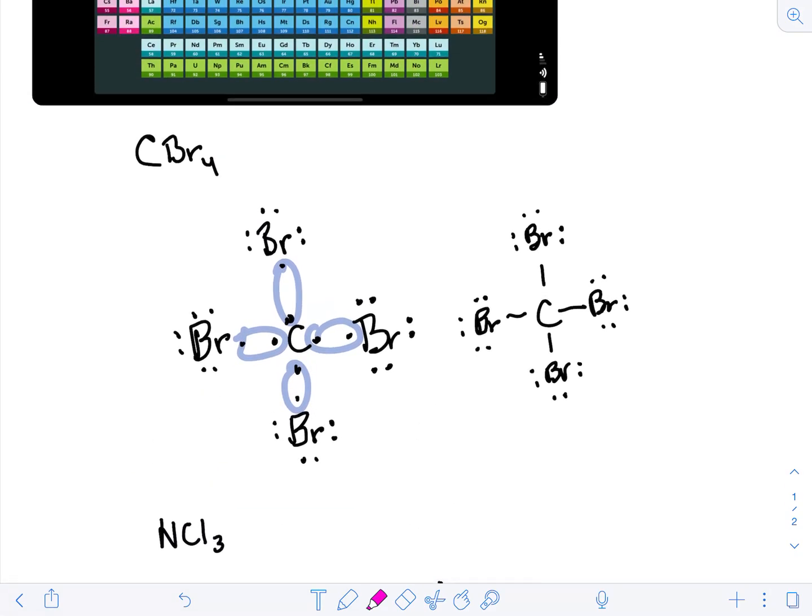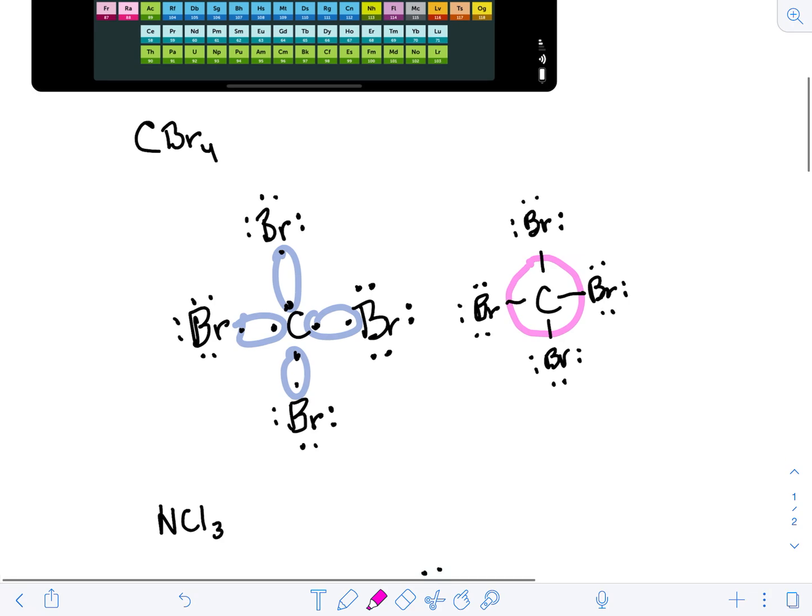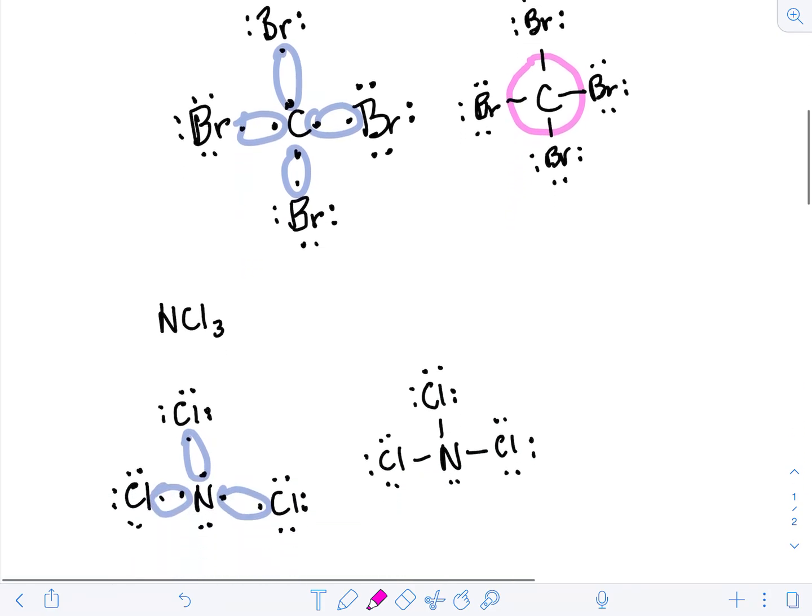And if we go back up to carbon tetrabromide, notice that bromine has 3 sets of valence electrons that are not part of the covalent bond, plus 2 shared electrons. And if you look at carbon, carbon has 4 covalent bonds, and each covalent bond has 2 valence electrons that are being shared.